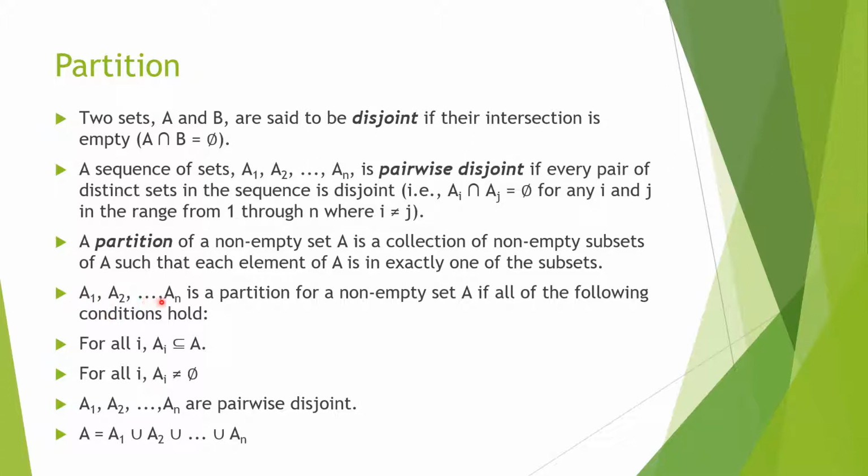The sequence of sets A1, A2, A3 all the way to AN is a partition for a non-empty set A if all of the following conditions hold. First of all, for every i, A sub i should be a subset of A. So all the classes or all the subsets should be a subset of A. Second, none of the subsets should be empty. For every i, A sub i is not the empty set. Third, A1, A2 all the way to AN are pairwise disjoint, or mutually disjoint, which means that the intersection of any two of them that you pick should be empty. And finally, if you find the union of all the subsets, you should reconstruct the original set A. So in the next slide, I'll show you a number of examples for partitioning a set.